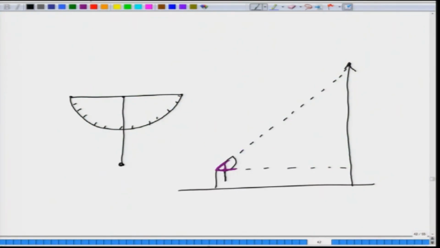So, let us now see, essentially what we are saying is that you are standing at a particular distance, let us say that this is A from the base of the tree, your height in this case is this small h, and you know the value of theta. So, what is the height of the tree?